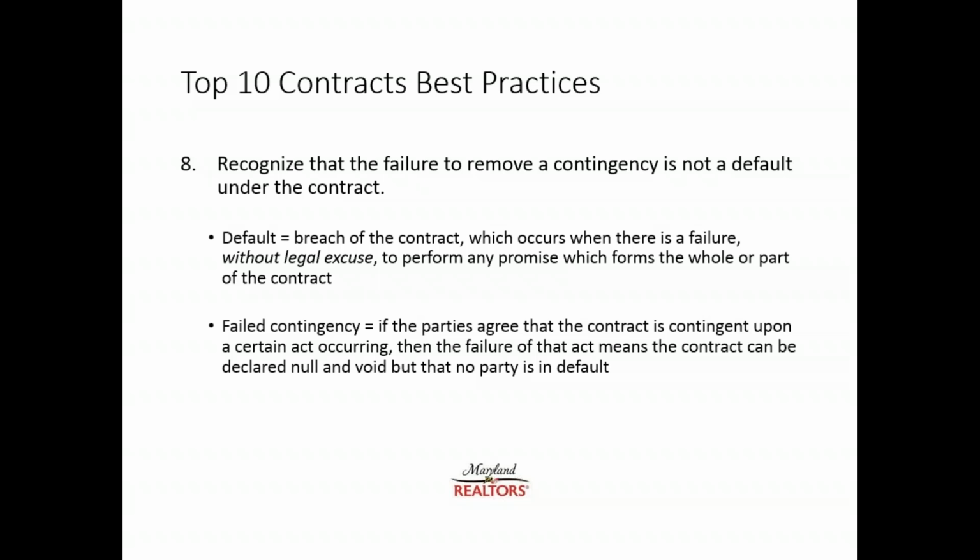Okay, and the difference there: a breach of the contract is where a party is obligated to do something and they fail to do it. So the breach is something that the party is obligated to do that they fail to do. A contingency is saying this has to happen before the contract can proceed, but if it can't happen, even though the party's done everything they're supposed to do, they just weren't able to remove the contingency.